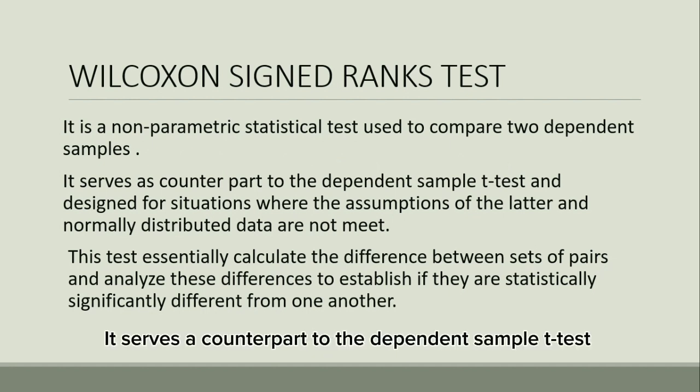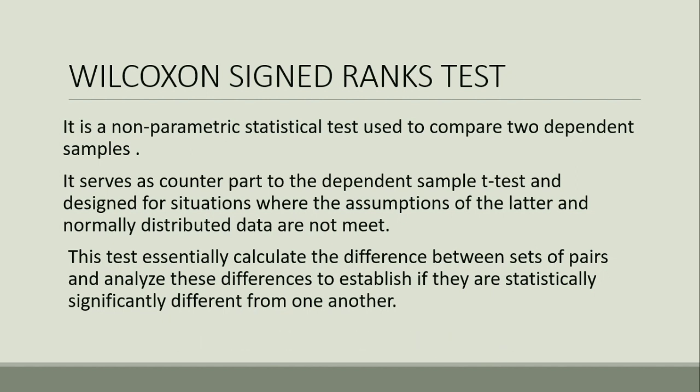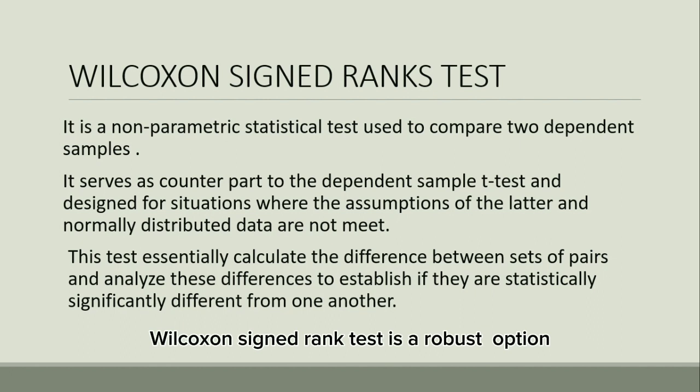It serves as a counterpart to the dependent sample t-test and is designed for situations where the assumptions of the latter, particularly regarding the metric which is interval or ratio, and normally distributed data, are not met. In other words, the Wilcoxon signed rank test is a robust option when you are unsure about the data distribution or when the measurement scale isn't perfectly interval or ratio.